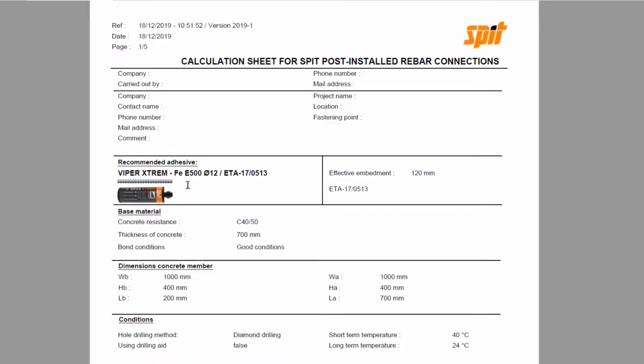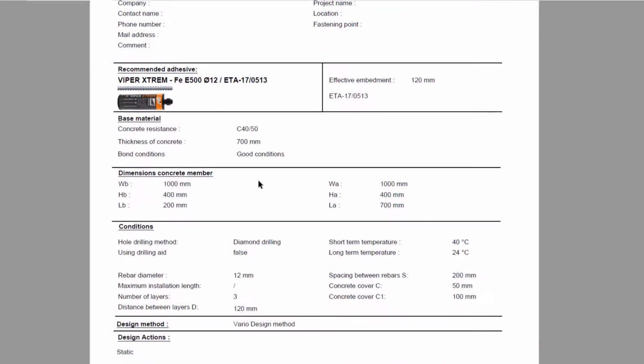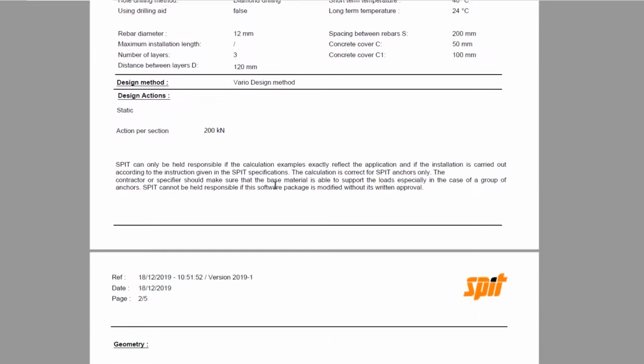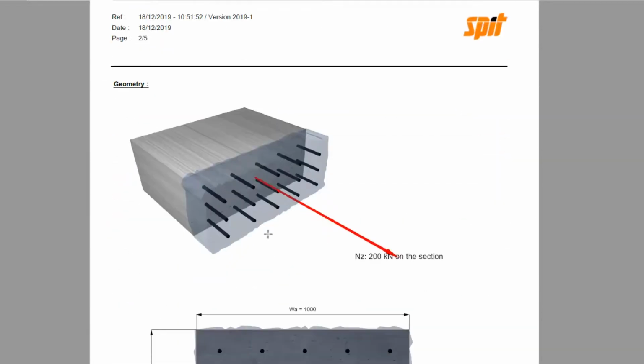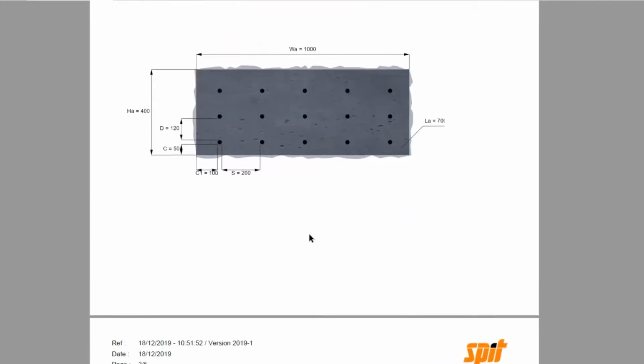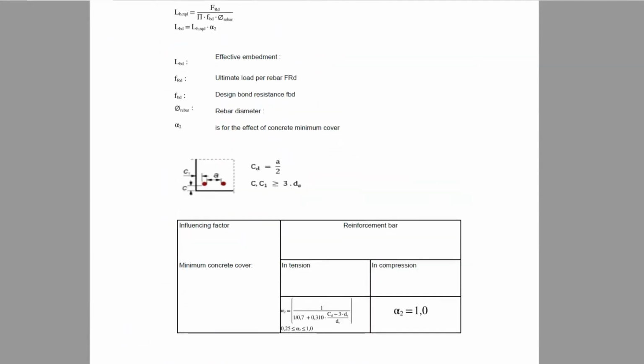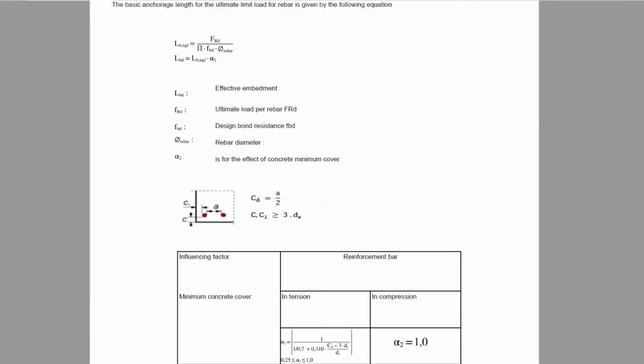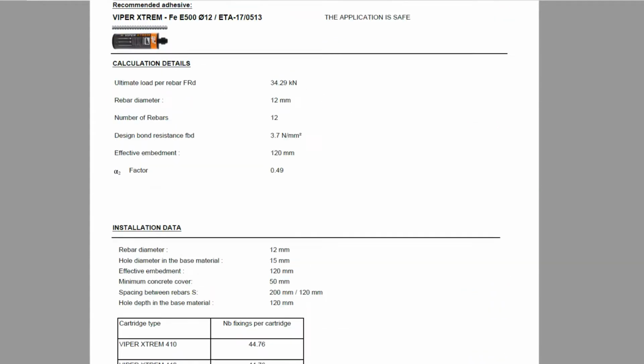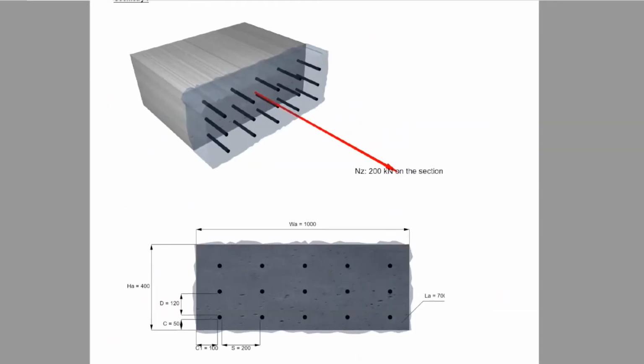The design report starts off with the application dimensions and design inputs on the first page. In the next page, the solution will be outlined in more detail as per the design criteria, as well as the installation data. The last pages include drawing and calculation details. The report can then be saved on the computer.